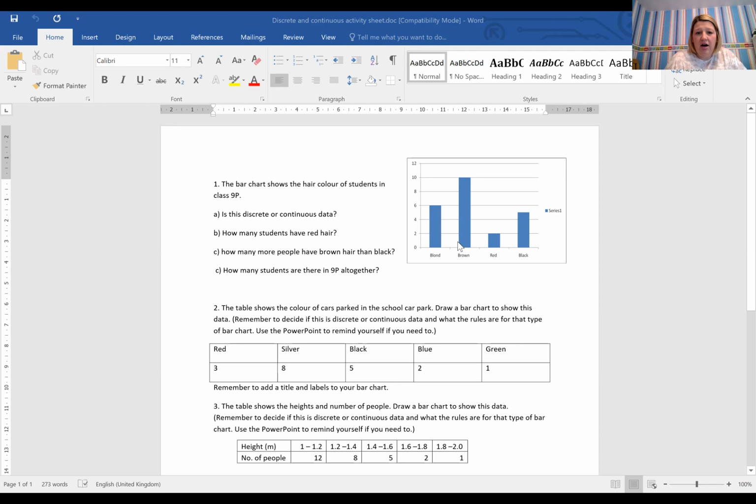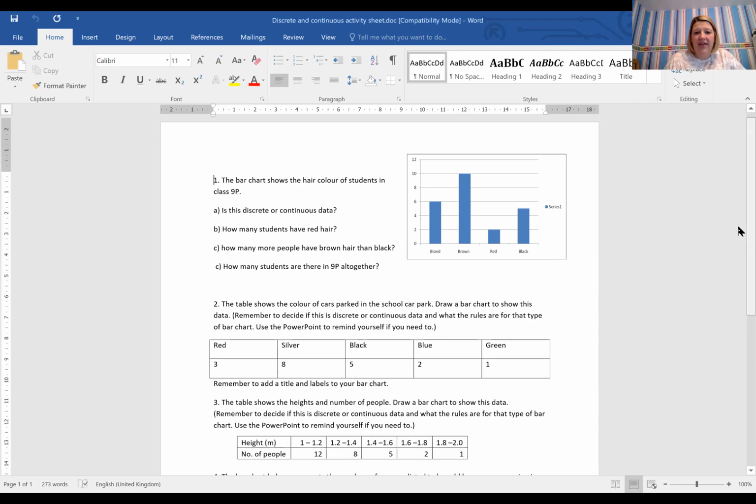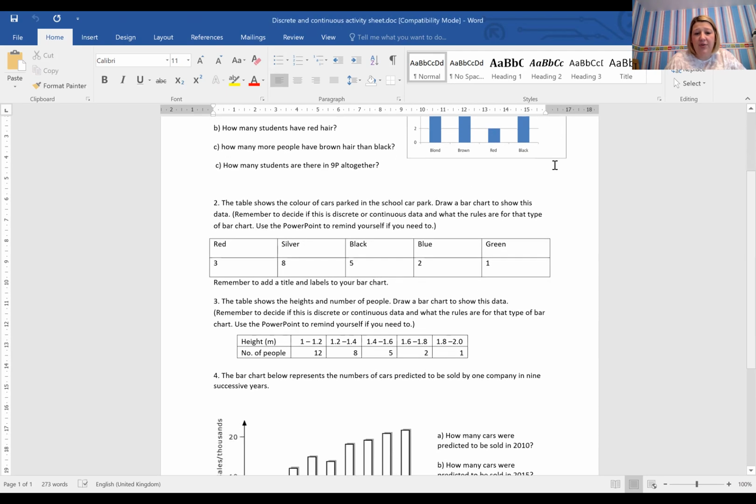So we've got a bar graph and we're asking certain questions about it. So we're asking those questions, is it discrete? Is it continuous? Reading the bar chart, how many students, how many more, how many altogether? Then we've got 2 questions here where you're going to be taking the data and turning it into a bar chart. So this one, I've provided one for you. These 2, you need to actually create the bar charts in your book. But before you do it, you need to decide if they are discrete or continuous.